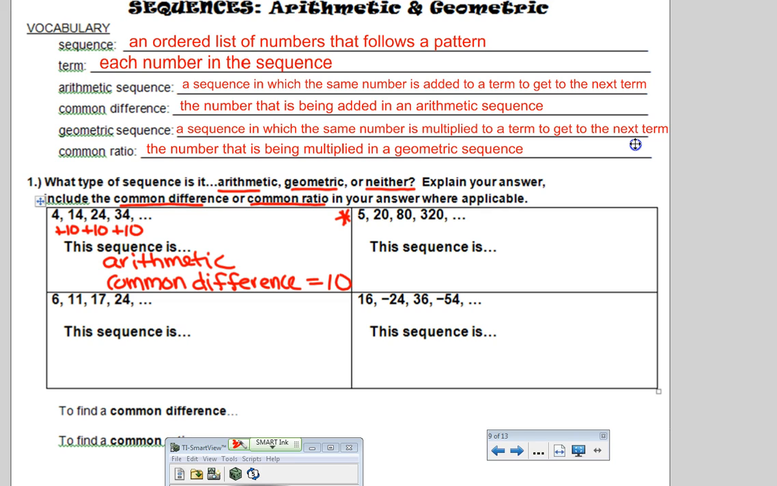Well, if you add 15 to get to 20, you're adding 60 to get to the next number. So that is definitely not arithmetic. So you can try geometric: times 4 to get to 20, times 4 to get to 80, times 4 to get to 320. That works. So since we're multiplying, this is geometric, and your common ratio is 4.